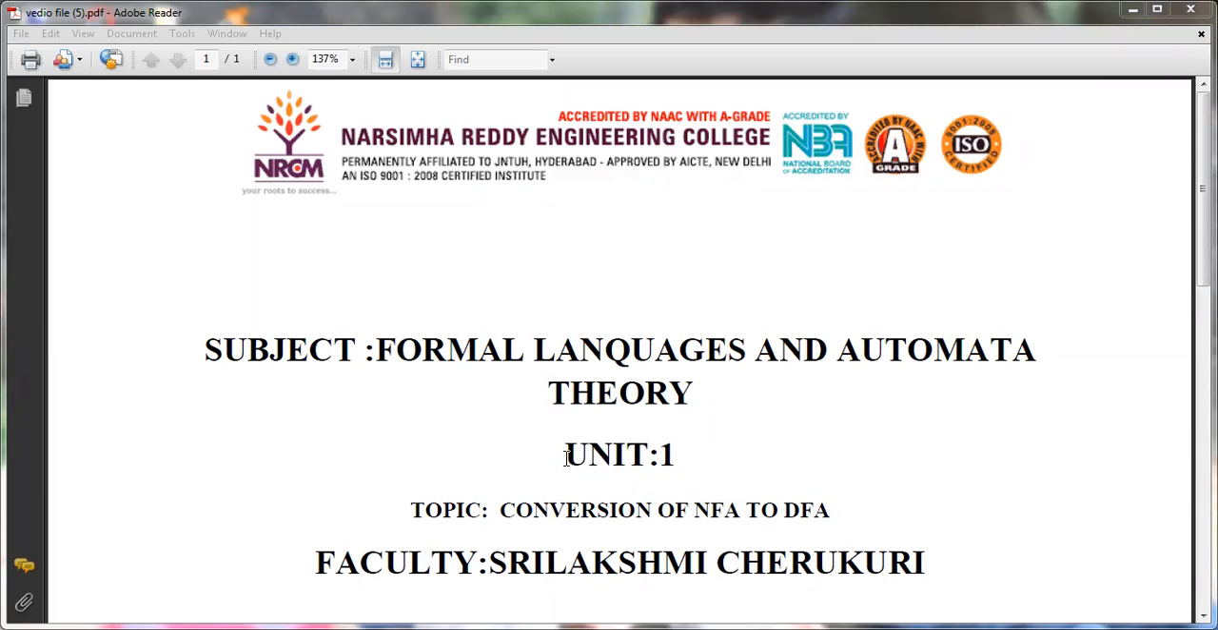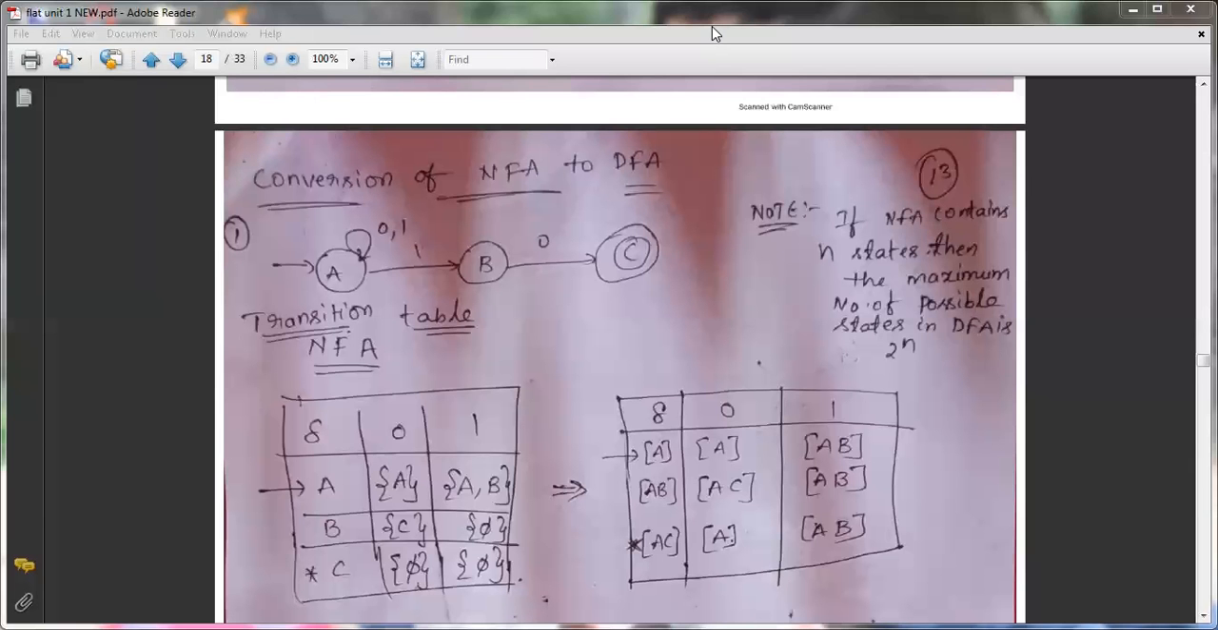Today I am going to discuss how to convert from NFA to DFA. In the previous sessions, I have already told you that we can convert from NFA to DFA. So now how are we going to do that? I am going to discuss that concept here. So how to convert from NFA to DFA?